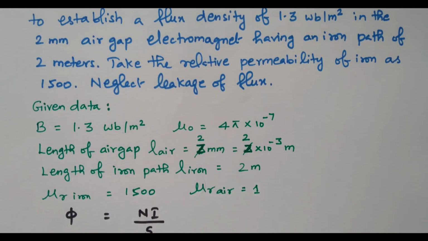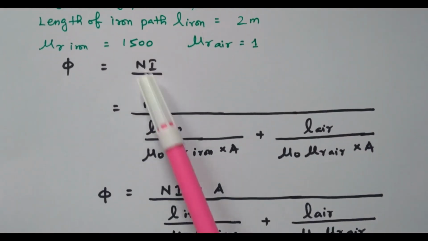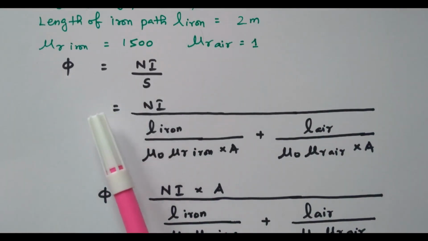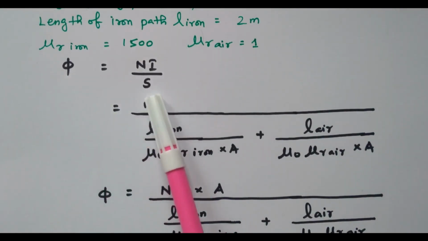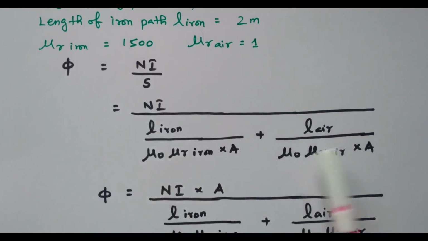First we start from the flux. The formula is S equal to Ni by phi, reluctance equal to Ni divided by phi. From that, phi equal to Ni divided by S. So the reluctance, we have two different paths available: one is the iron path and the other is the air gap. So S is nothing but L divided by mu naught mu r into A. That is a general formula. So this is for iron, this is for air.